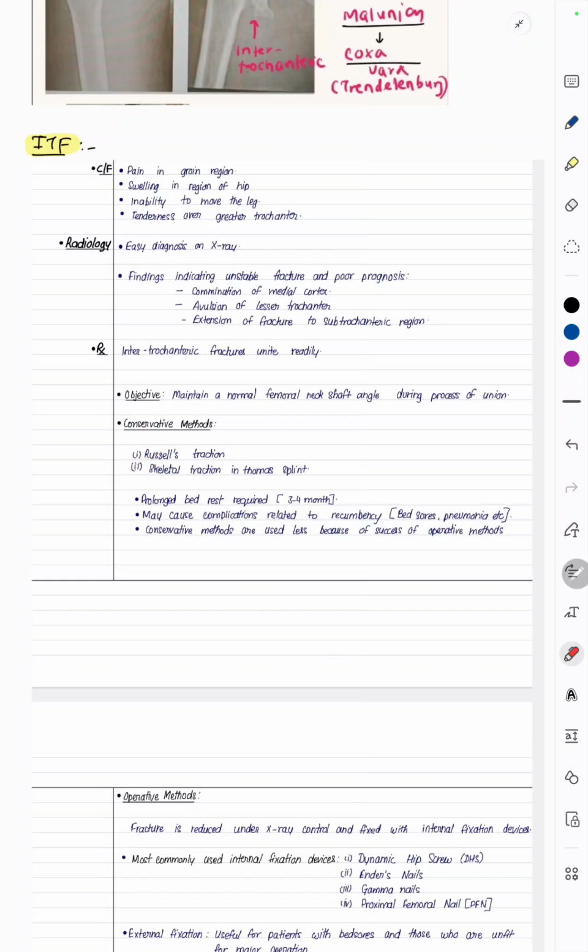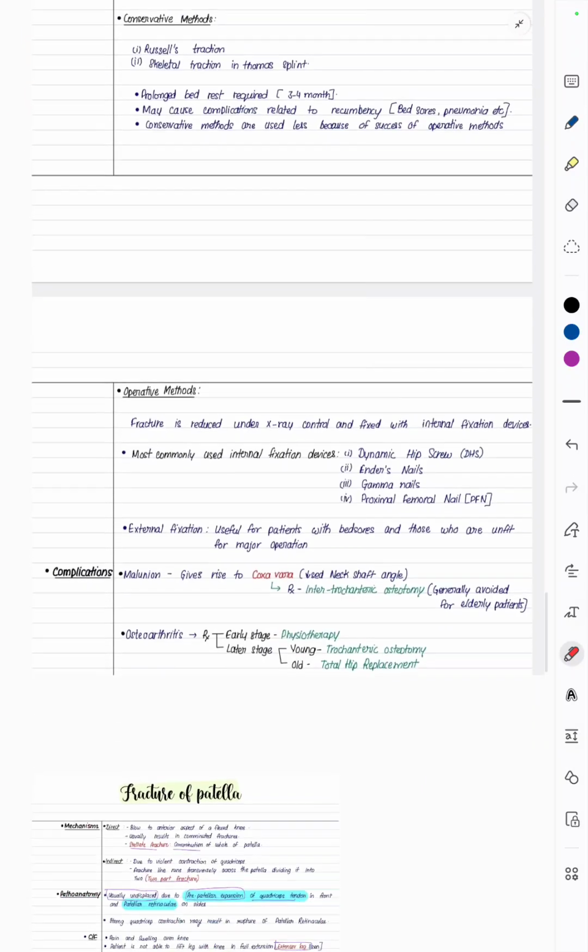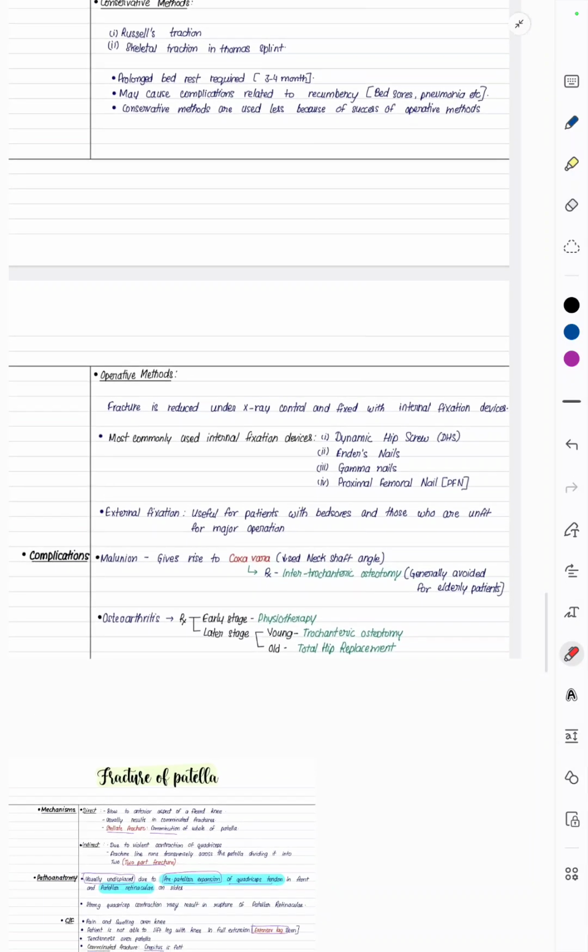Prolonged bed rest for 3 to 4 months may cause complications due to recumbency, such as bed sores, pneumonia, etc. Operative methods: the fracture is reduced under X-ray control and fixed with internal fixation devices. The most common internal fixation devices used are the dynamic hip screw, proximal femoral nail, Ender's nail, and the Pugh's nail. External fixation is used for patients with bed sores.